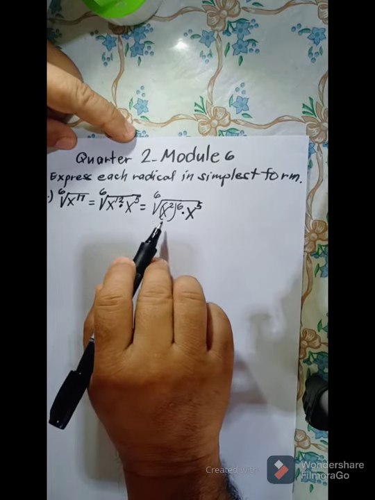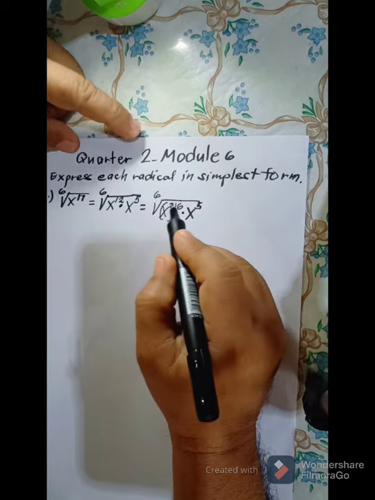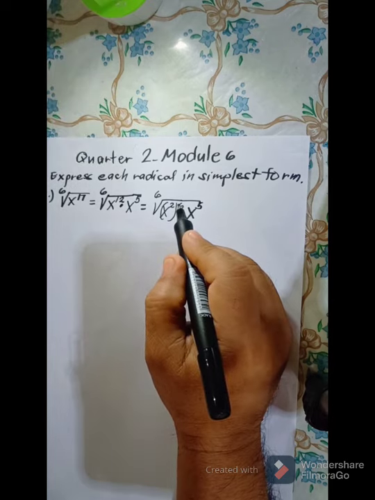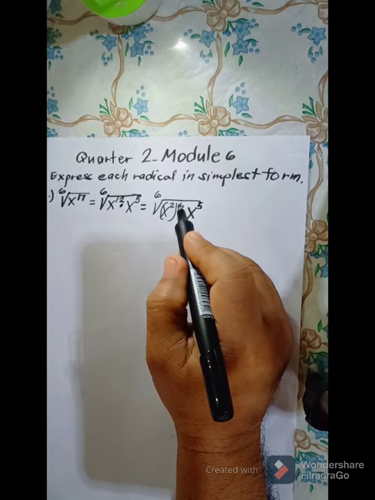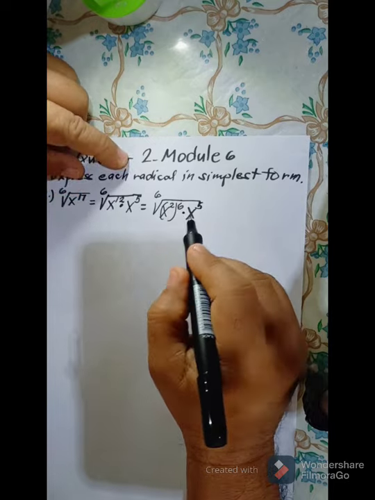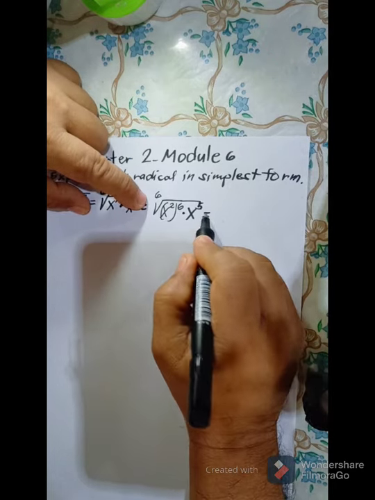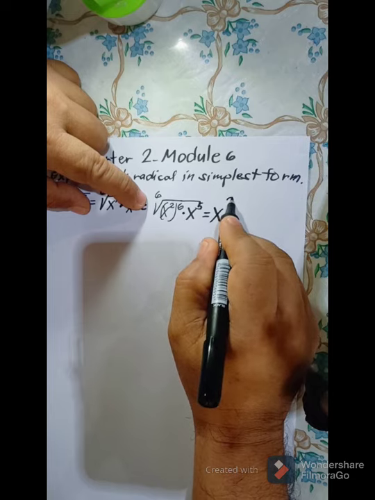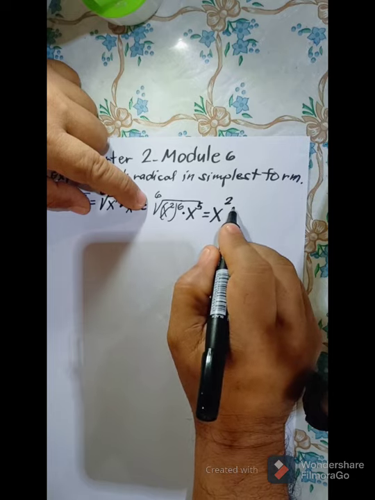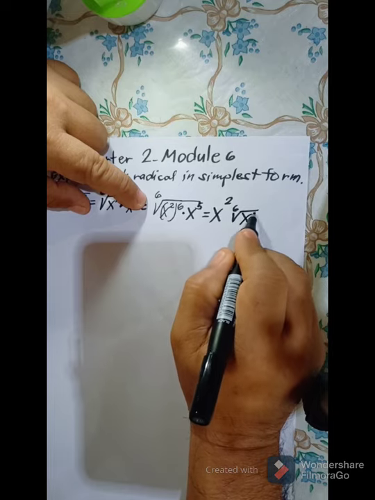So the sixth root of x squared to the sixth power is of course x squared. So we take out x squared outside the radical. So this will now be x squared, then the sixth root of x to the power 5.